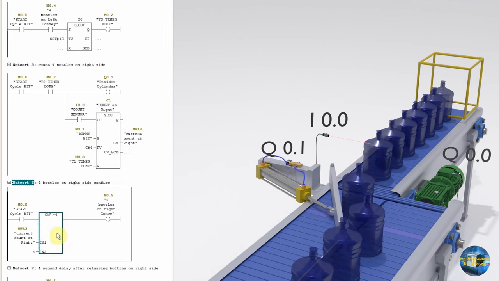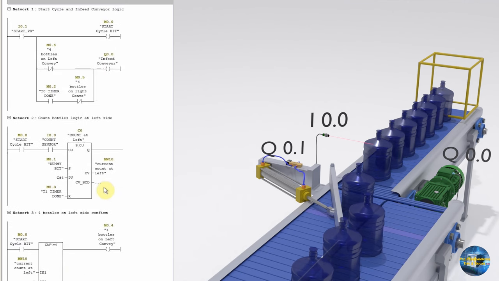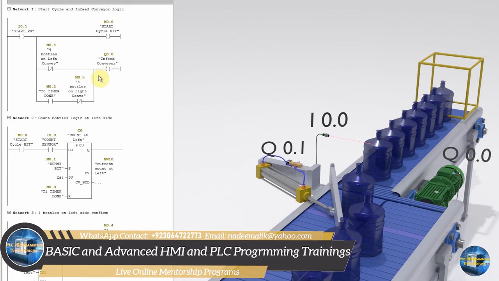For this one, again, we have used a comparator operator. When the current value in the memory word 12 is equal to or greater than 4, it will turn on the bit M0.5. This bit will confirm that we have actually released 4 bottles onto the right side conveyor as well. As soon as this bit turns on, its NC contact in network number 1 will get opened up, and it will stop this infeed Q0.0 conveyor to stop the flow of the bottles towards this right and left side conveyor.